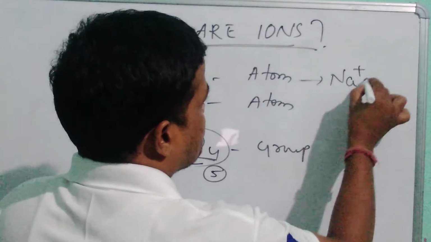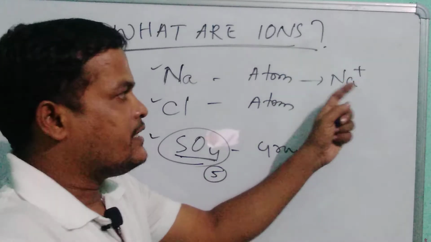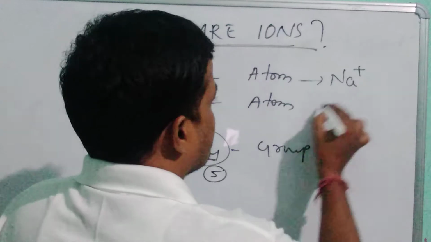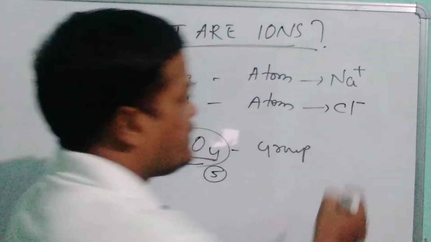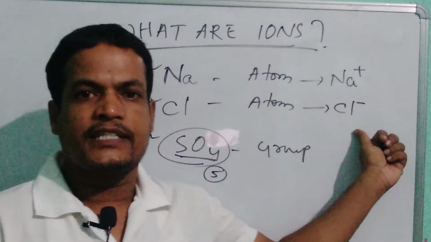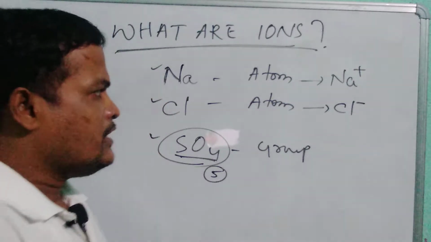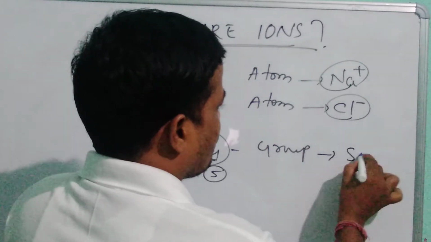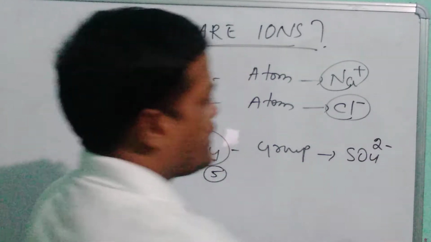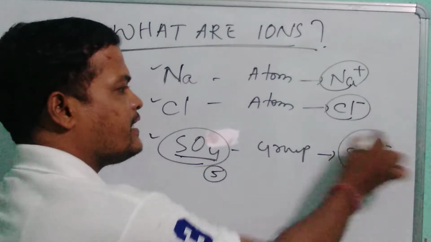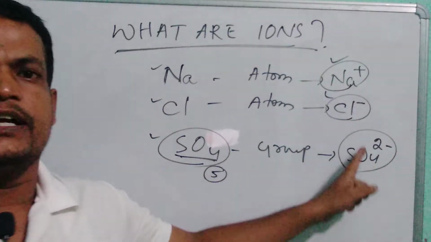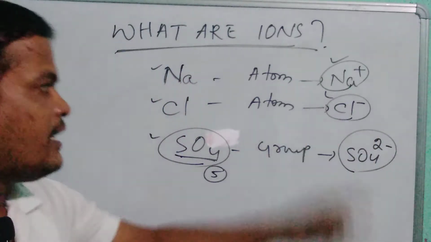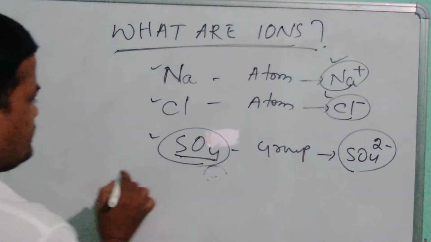Suppose the sodium plus, it is positive in nature, which means it has lost one electron, so it is called an ion. Chlorine has gained one more electron, that means it is negative, so it is an ion. So it is a sodium ion, a chlorine ion, and sulfate is also an ion. An atom or a group of atoms bearing certain charges are called what? Ions.